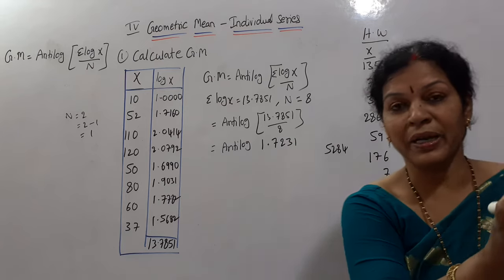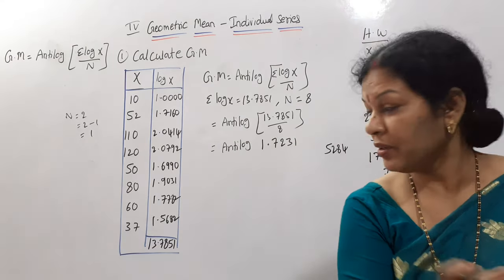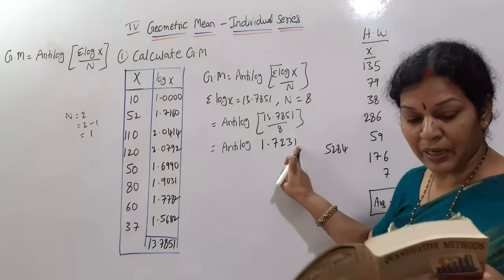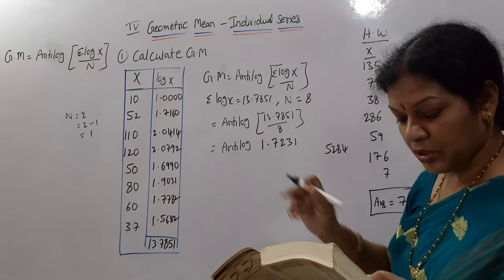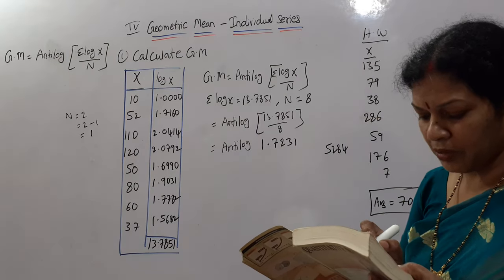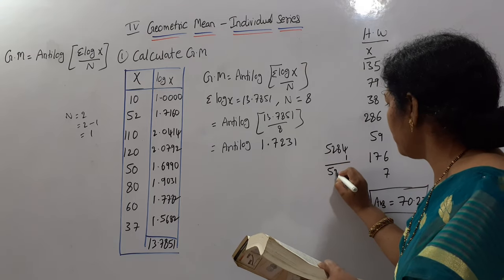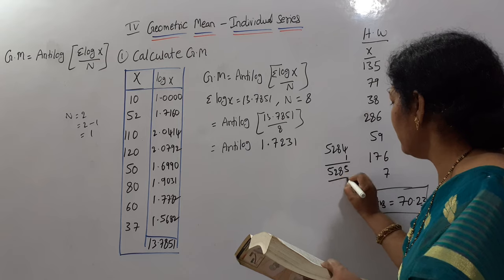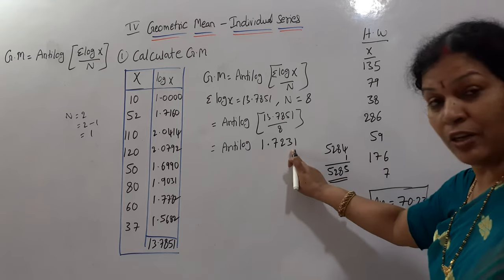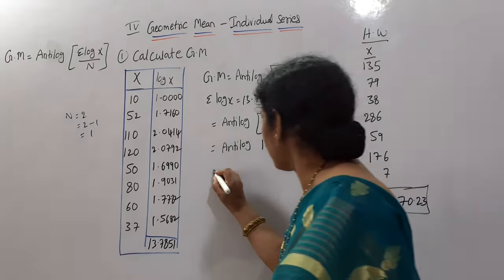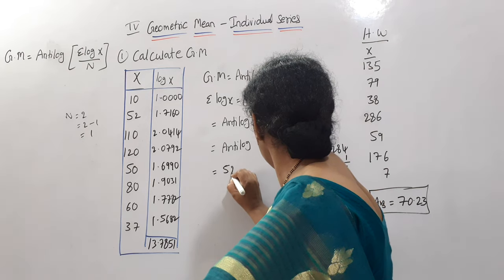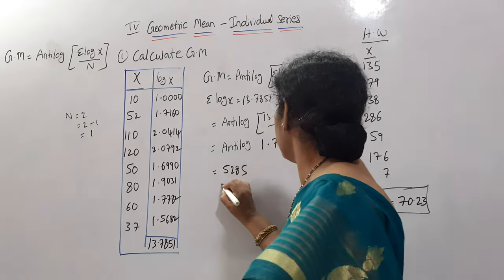The 1 we have to see by the side, there are numbers given. Whatever number you find, that value you have to add. So 72, the extra values here, 1 you are finding here. It means 5285 is the answer. Anti-log of this, okay? 5285.